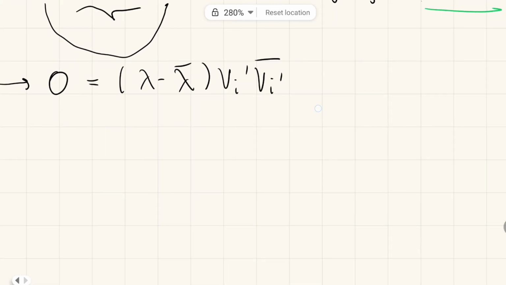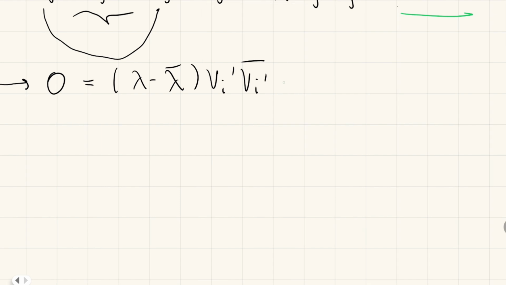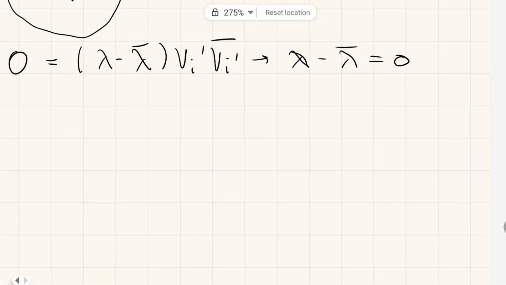Remember that the b_i represent eigenvectors of the matrix I, so they cannot be 0 by definition of eigenvector. So that means that lambda minus lambda conjugate is equal to 0.